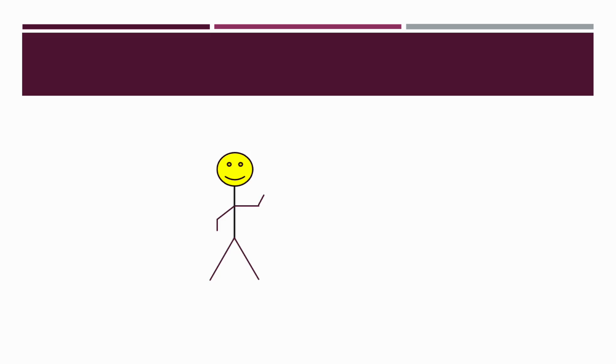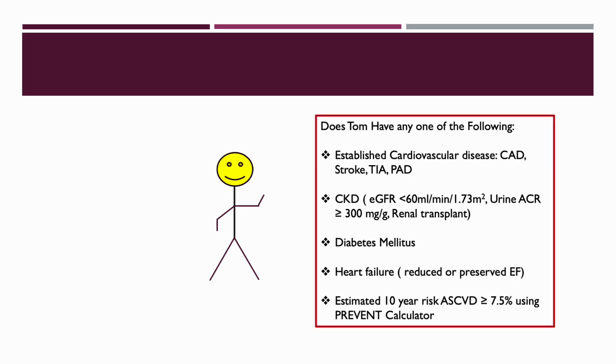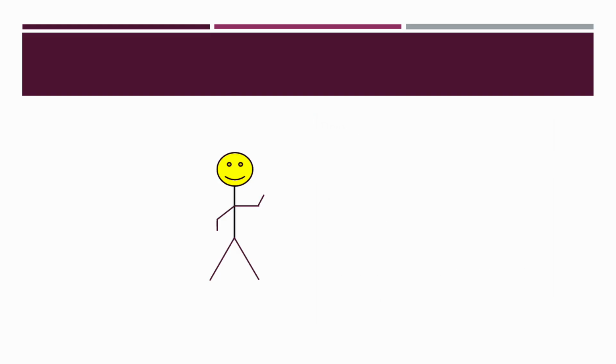Before we begin treatment, we have to ask a few questions. Does Tom have any one of the following? Established cardiovascular disease like coronary artery disease, stroke, TIA, or peripheral arterial disease? Does Tom have chronic kidney disease or an underlying renal transplant? Does Tom have diabetes? Does he have heart failure? Or is his estimated 10-year risk using the PREVENT calculator more than or equal to 7.5%?